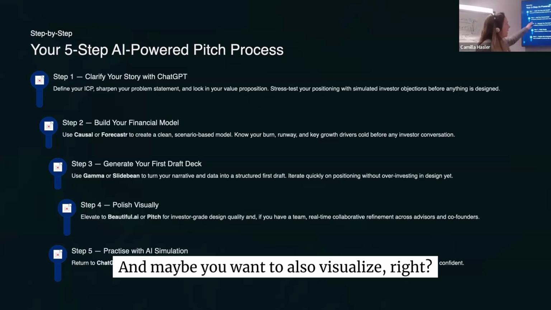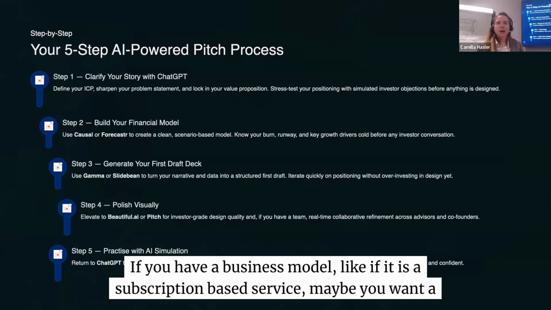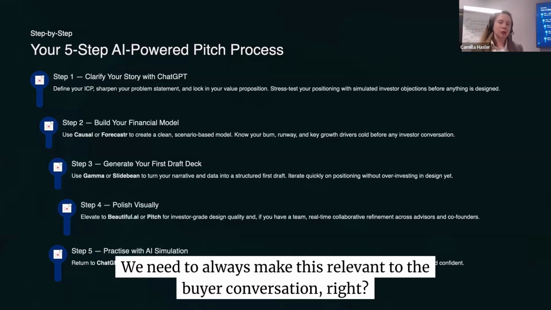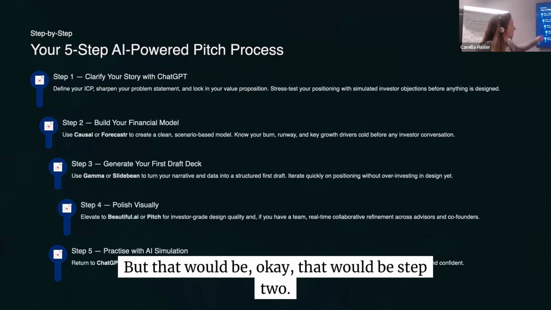And maybe you want to also visualize, right? If you have a business model, like if it is a subscription-based service, maybe you want a slide which indicates how you work as a business. We need to always make this relevant to the buyer conversation, right? But that would be step 2.